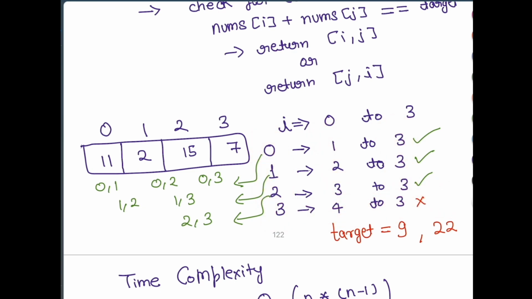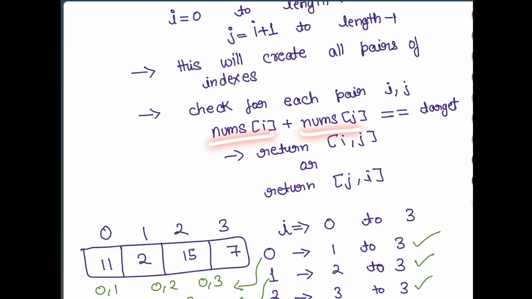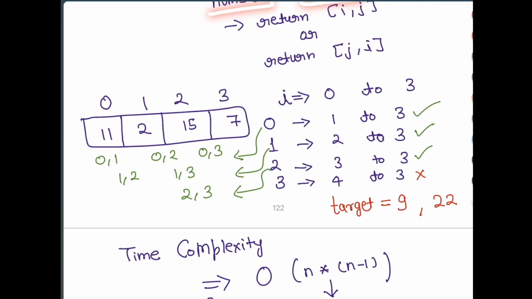Now let us try to process each loop. When i is 0 and j is 1, 2 and 3, the different pairs we are creating are 0, 1, then 0, 2 and 0, 3. So this is i and this is j, basically a pair of i, j. Now you need to check if nums of i plus nums of j is equal to target. Now let us say the target is 9.